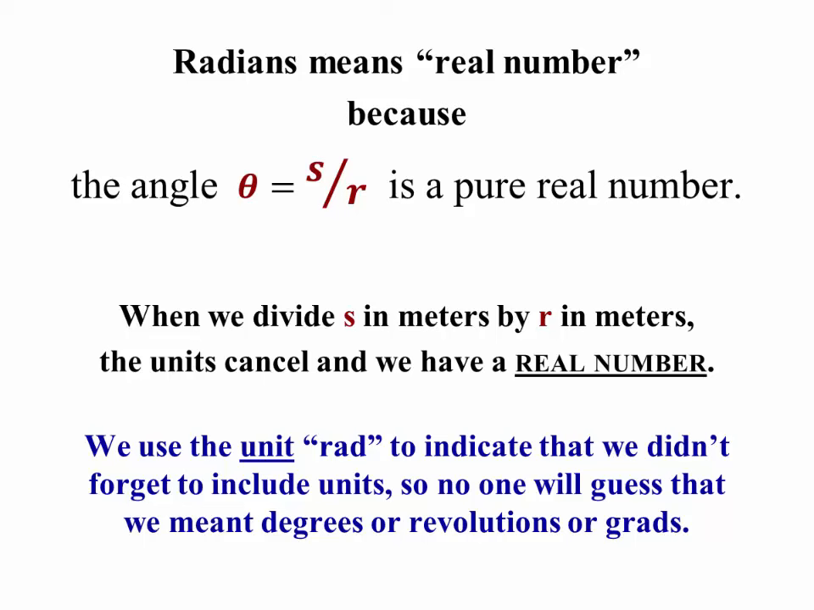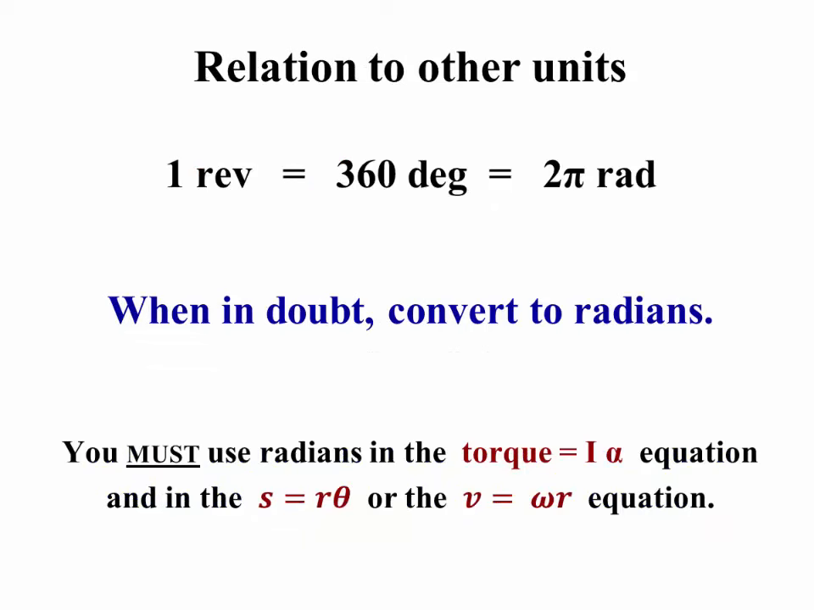What we're doing when we use radian is we're using that unit to indicate that we didn't forget to write down units. Rather, we are intentionally writing down radians so no one will guess that we forgot and actually meant degrees, radians, or grads. So it's really a placeholder to mean that we are measuring our angle as a real number rather than in something that actually has units, like degrees. The relationship is probably familiar to you. 1 revolution is 360 degrees, is 2 pi radians. And my main comment, like I've already said earlier, is that when in doubt, convert to radians.